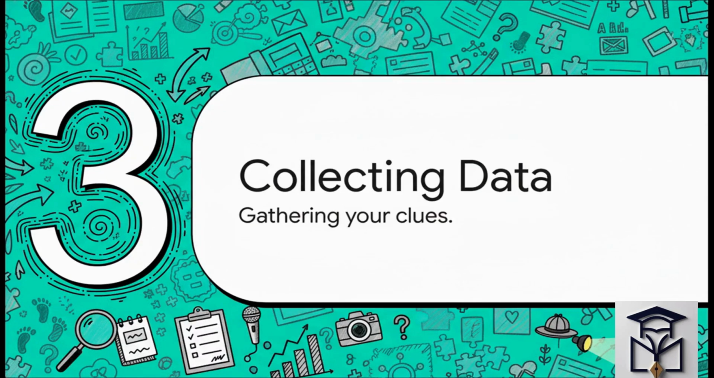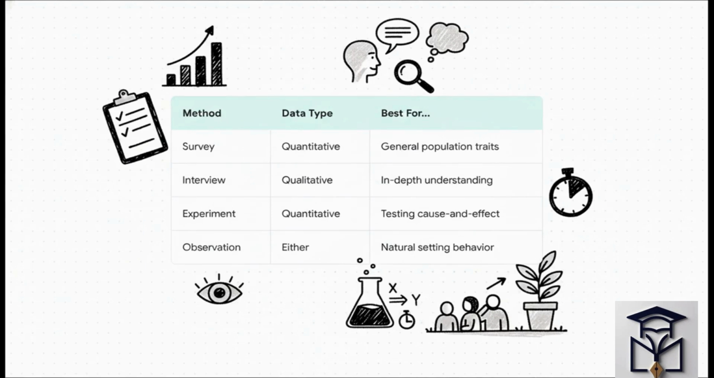Okay, so you've picked your path, words or numbers. Now it's time to figure out how you're actually going to gather your clues. This is where we get into the real, on-the-ground detective work. This chart here is basically the researcher's toolkit, and you have to think about the trade-offs, right?